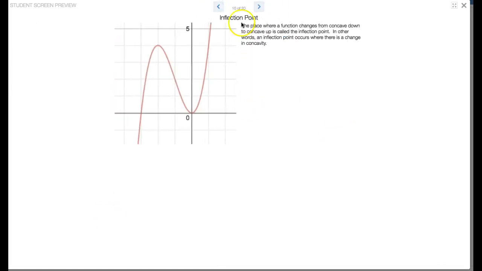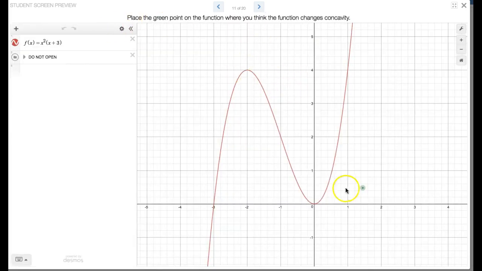The next thing we talk about is the inflection point. That's the terminology we use. An inflection point is where it changes from concave up to concave down, or vice versa. So that's a nice definition to have. An inflection point occurs where there's a change in concavity. We'll be using that language. Let's look at an example here. Place the green dot where you think it changes concavity.